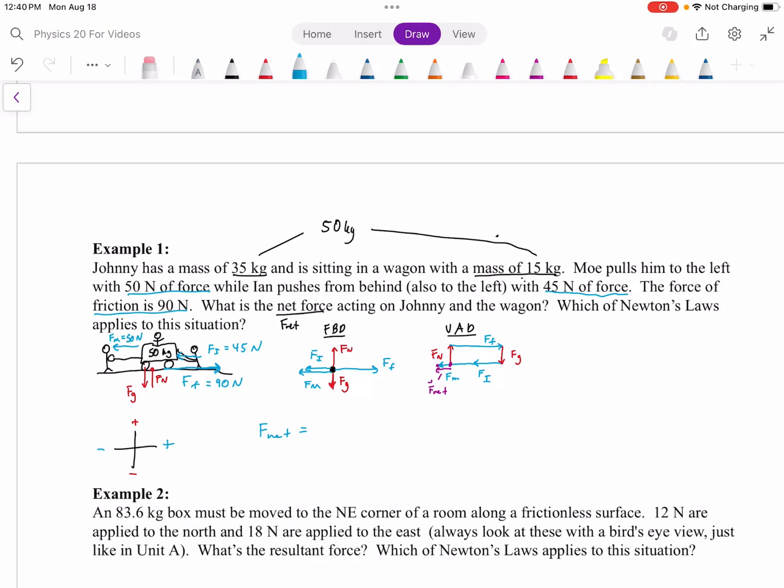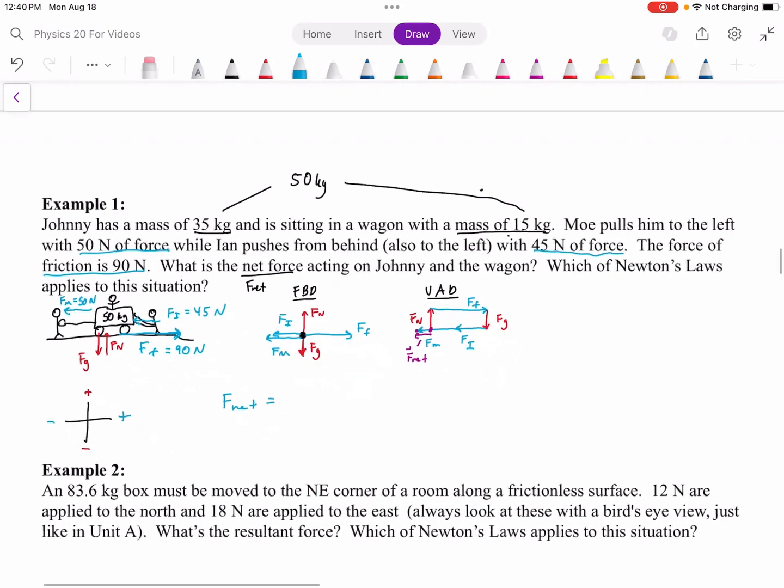So F net, again, it's the sum of all forces acting on it, right? So what forces are acting on our object in the x-axis? Well, we've got Mo, Ian, and friction, right? That's it. That's all F net in the x-axis is. Add up all the forces in the x-axis.